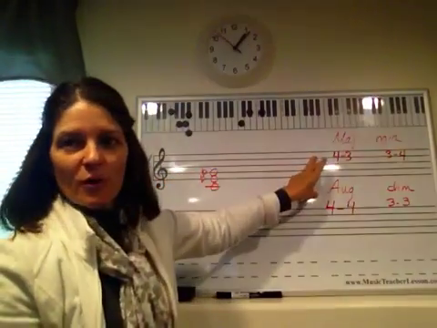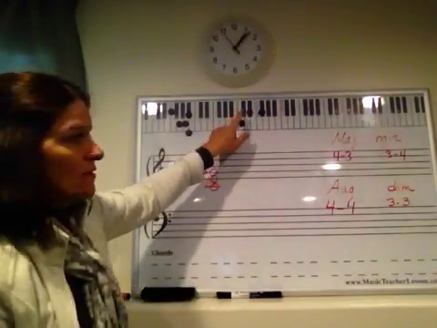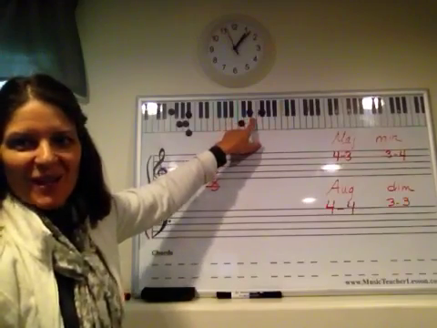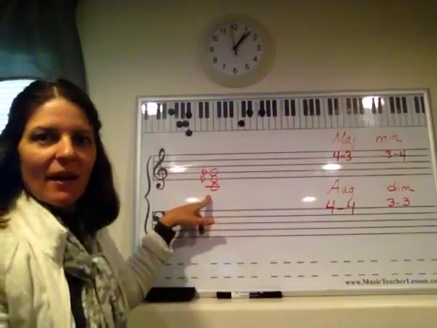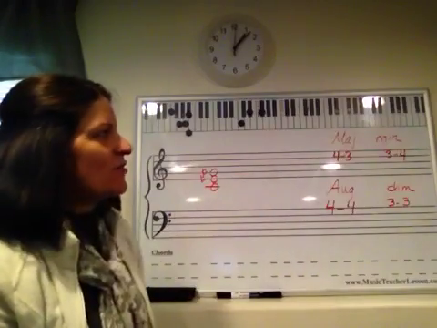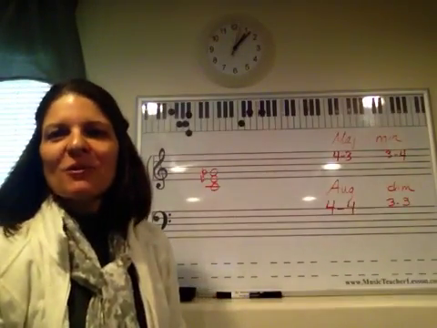So if you remember your formulas, and you have your keyboard and you can count half steps, then you can write any kind of triad, a major, minor, augmented, or diminished triad.